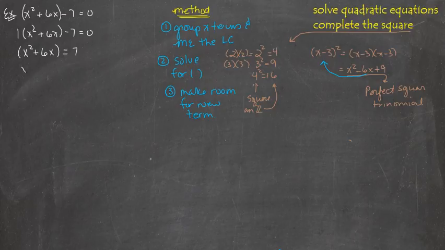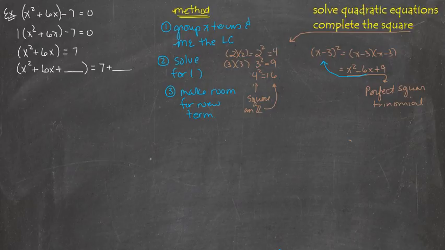So I'm going to make room for the new term, and it looks like this. X squared plus 6x plus my new term. I don't really need the parentheses, but I'm going to go ahead and keep them for now. Equals 7. Well, if I add something to this side of the equation, I have to also add it to this side of the equation, right? Because all I'm doing is balancing an equation.